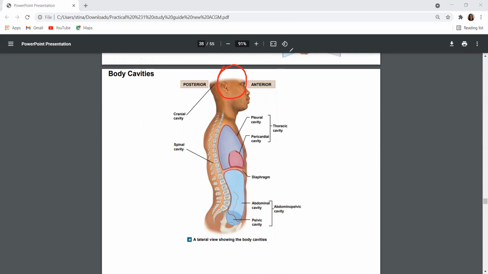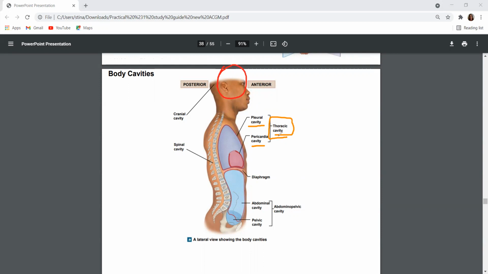The next cavity we're going to talk about is the thoracic cavity. So the thoracic cavity here is going to be in that entire chest area. But within the thoracic cavity, you have the pleural cavity, which is going to surround the lungs, and the pericardial cavity, which is going to surround the heart.